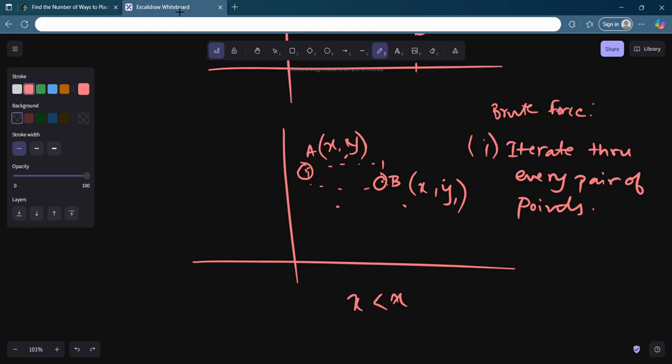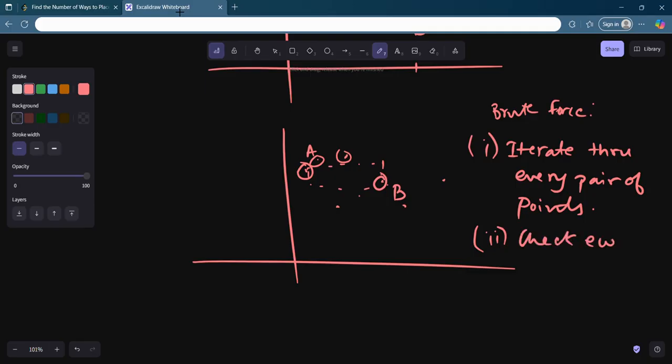So using this criteria, you can easily verify whether A and B are lying to the upper left of each other or not. And after you get this, there may be many points in between A and B. So for every pair of points, you can do another loop where you check every point in between A and B.